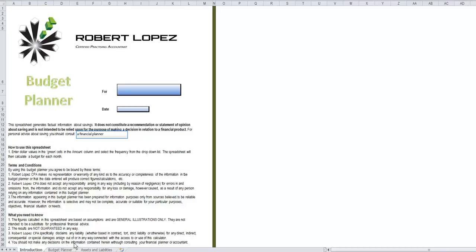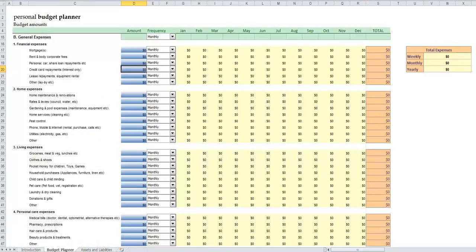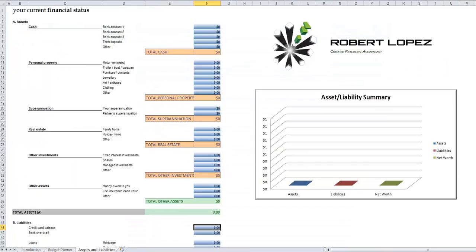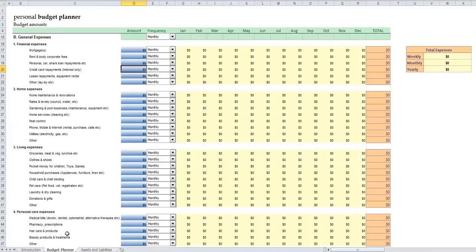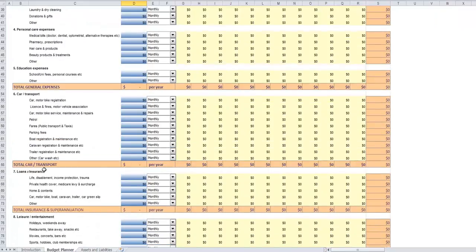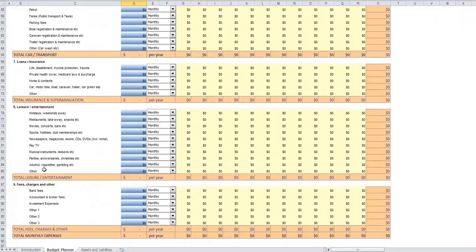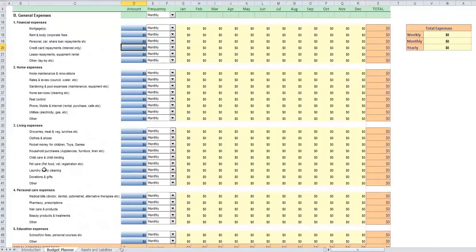So it has two key parts to it. It has the budget planner for expenditure, and it has an assets and liability data entry area, so we can help determine what your likely income will be. In the budget planner area, there are a whole list of expenses that you are likely to have, most common living expenses for any family or any couple, be it retired or otherwise. The key about being retired is there are certain expenses you probably won't have, but it depends.